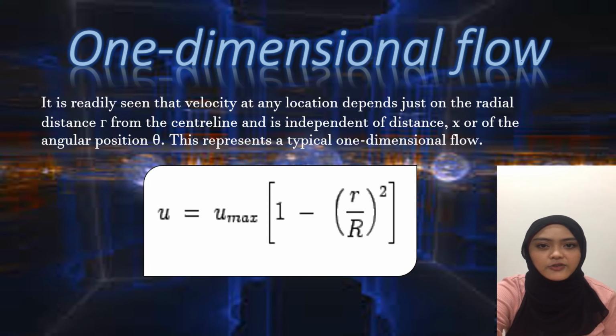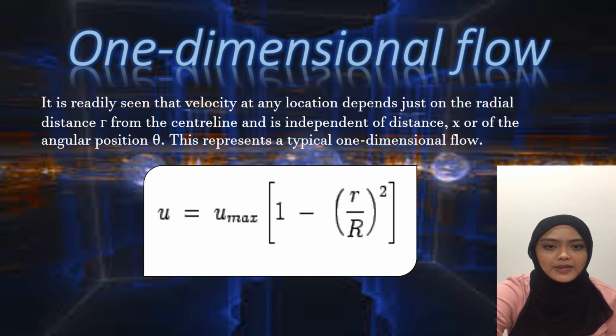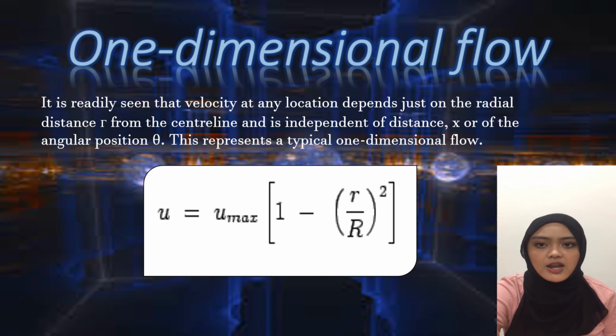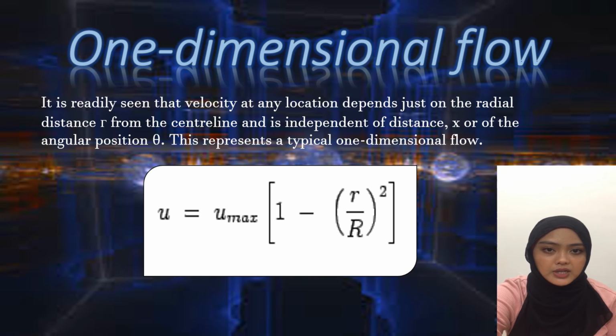Next, the formula for 1-dimensional flow. It is readily seen that the velocity at any location depends just on the radial distance r from the center line and is independent of distance s or of the angular position theta. This represents a typical 1-dimensional flow.